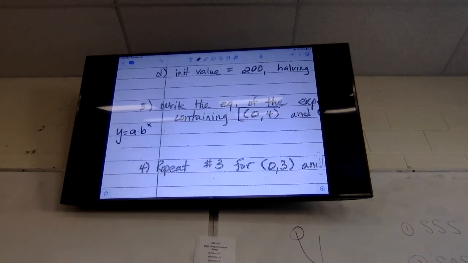The 0 point is helpful because it helps me find my a really easily. So I'm going to plug 4 in for y, and I'm going to plug 0 in for x. A and b are still a and b because I'm trying to find them. But really quickly, I see that b raised to the 0 cancels out, so I just get 4 equals a. Oh, nice, easy.